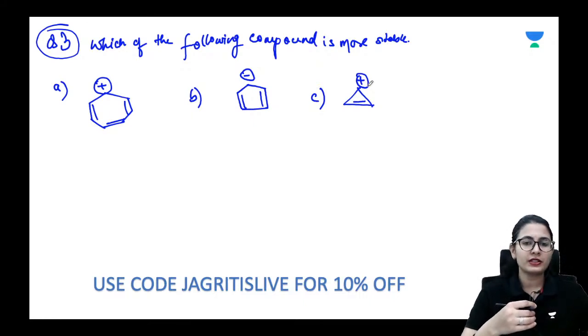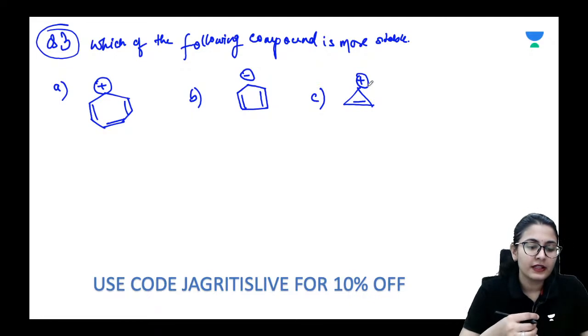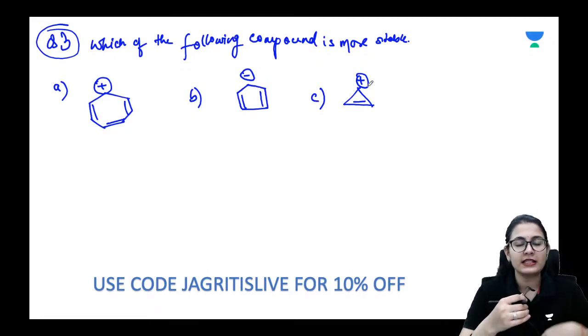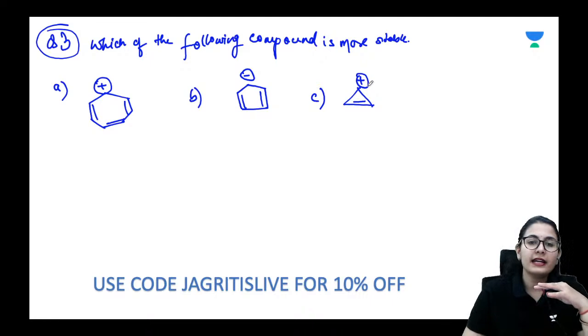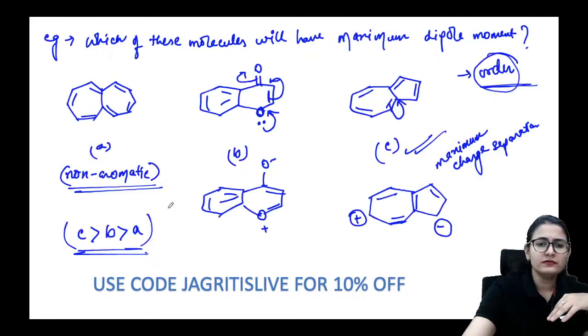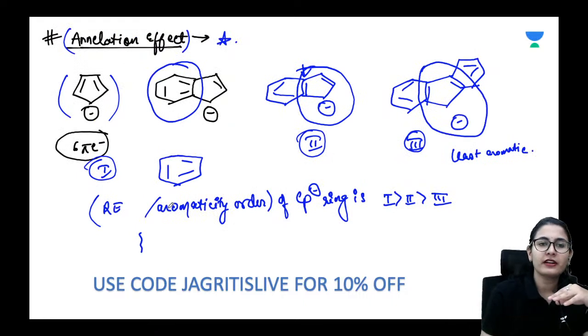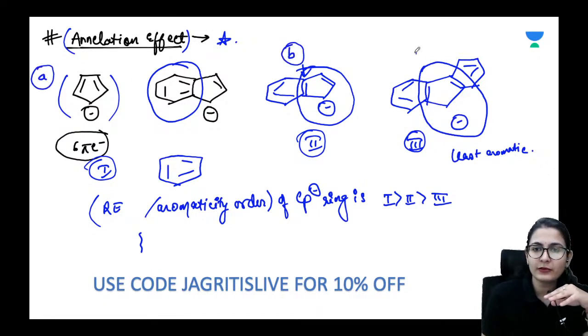Very direct question. Which of them is going to be more stable? See, now when I said that greater the pi conjugation, greater is the stability. So when we were talking about all the three different types of molecule, that is A molecule over here, B molecule over here and C molecule over here.